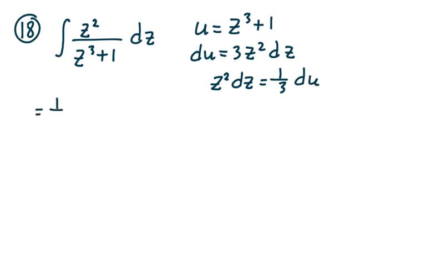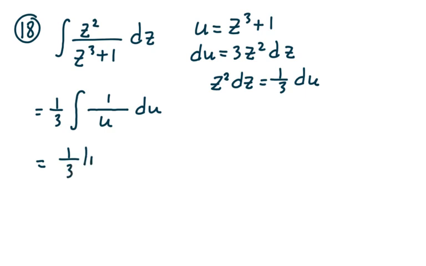And so this is 1/3. I'm going to pull that out in front of the integral. And then I can replace z cubed plus 1 with u. And then z squared dz is equal to 1/3, which is on the outside of the integral, du. So I'm going to put a 1 up on top there, right? And notice the second line looks much easier to integrate than the first line.